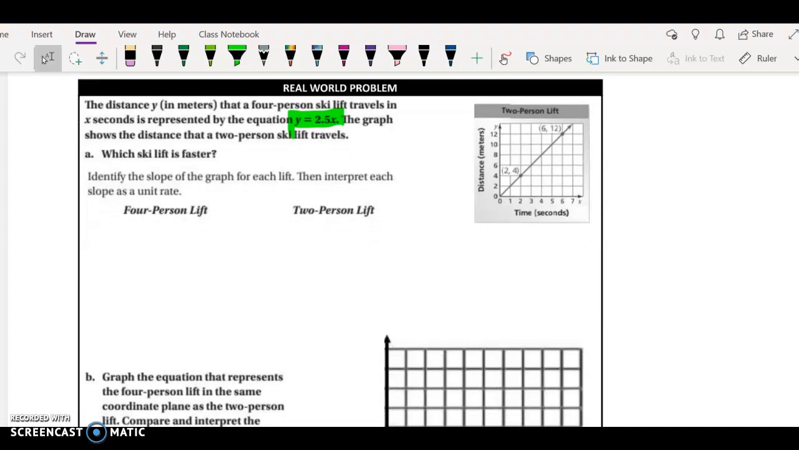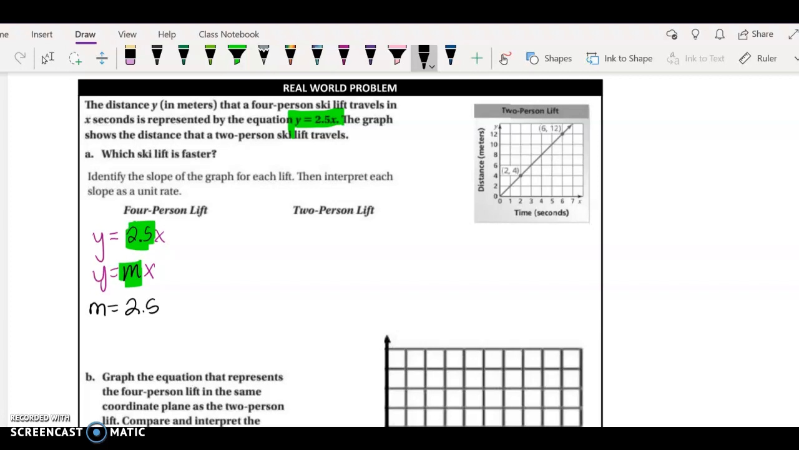So the four-person ski lift, they said we had the equation y equals 2.5x. And now remember, y equals mx, where m is my slope. So that means my slope is 2.5. So m equals 2.5 is my slope. That's on the four-person ski lift.